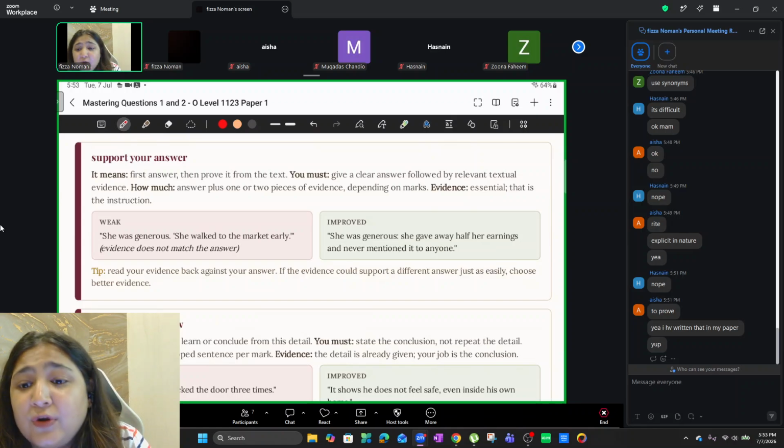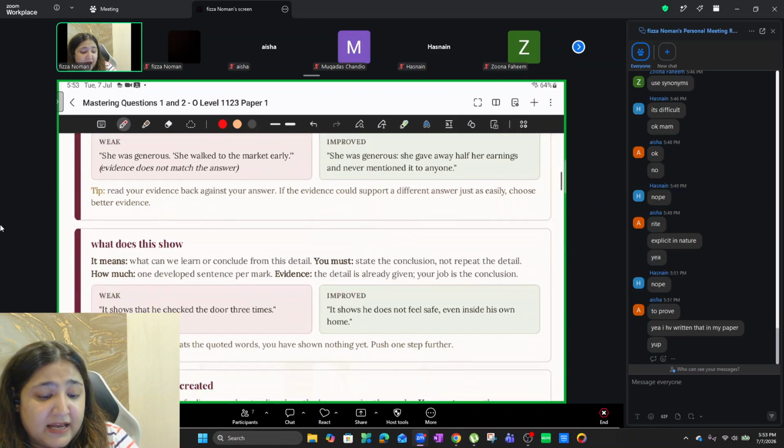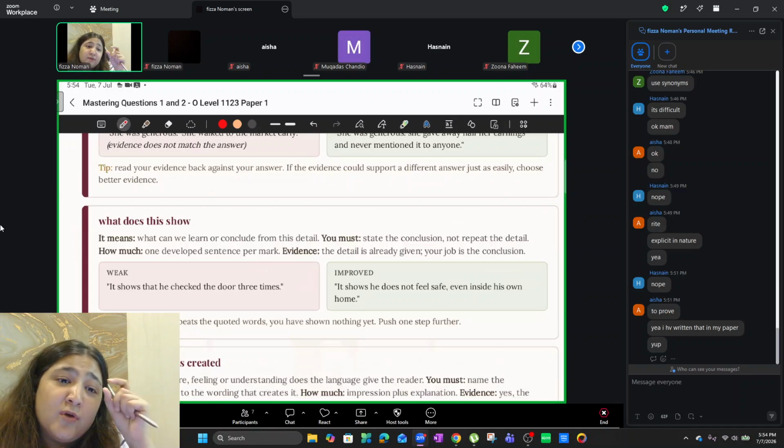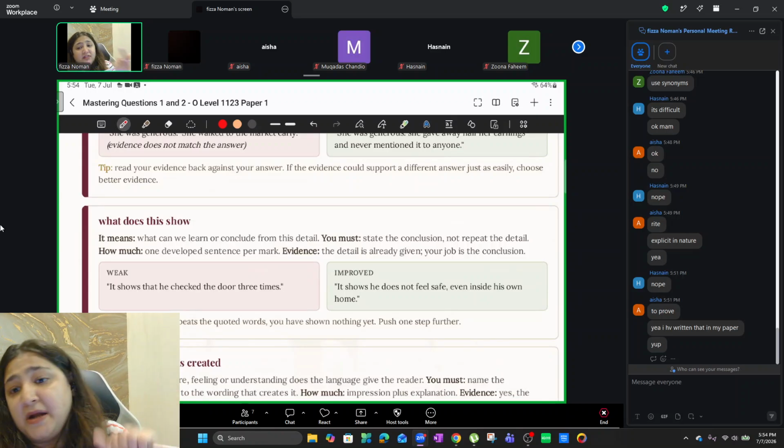And this is exactly what this question tells you to work on. So tip is, read your evidence back against your answer. If the evidence could support a different answer just as easily, choose better evidence. The more precise your evidence is as related to your answer, the better it will be and the better marks you will end up getting.